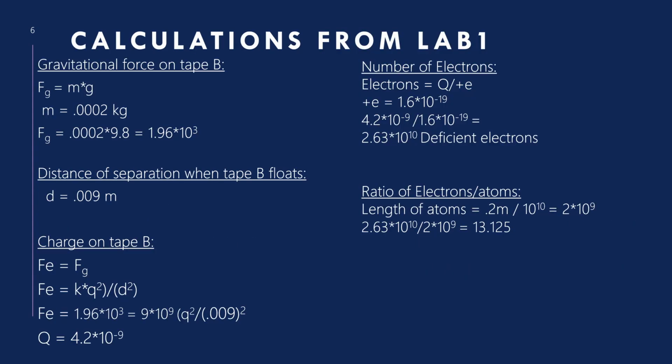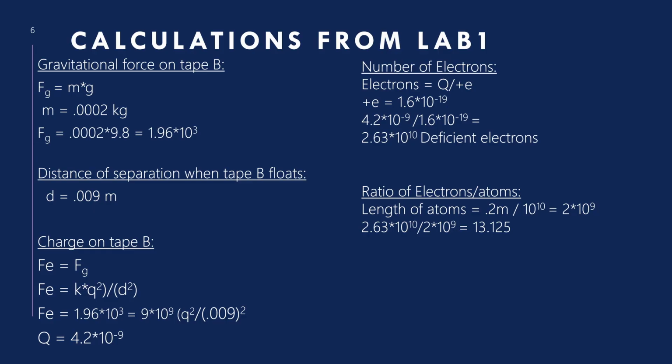To start my calculations, I first found the gravitational force on tape B. The gravitational force is mass times gravity, and in this case it's 1.96 times 10 to the negative 3 newtons. Next, I found the separation distance when tape B floats. That was 0.009 meters.